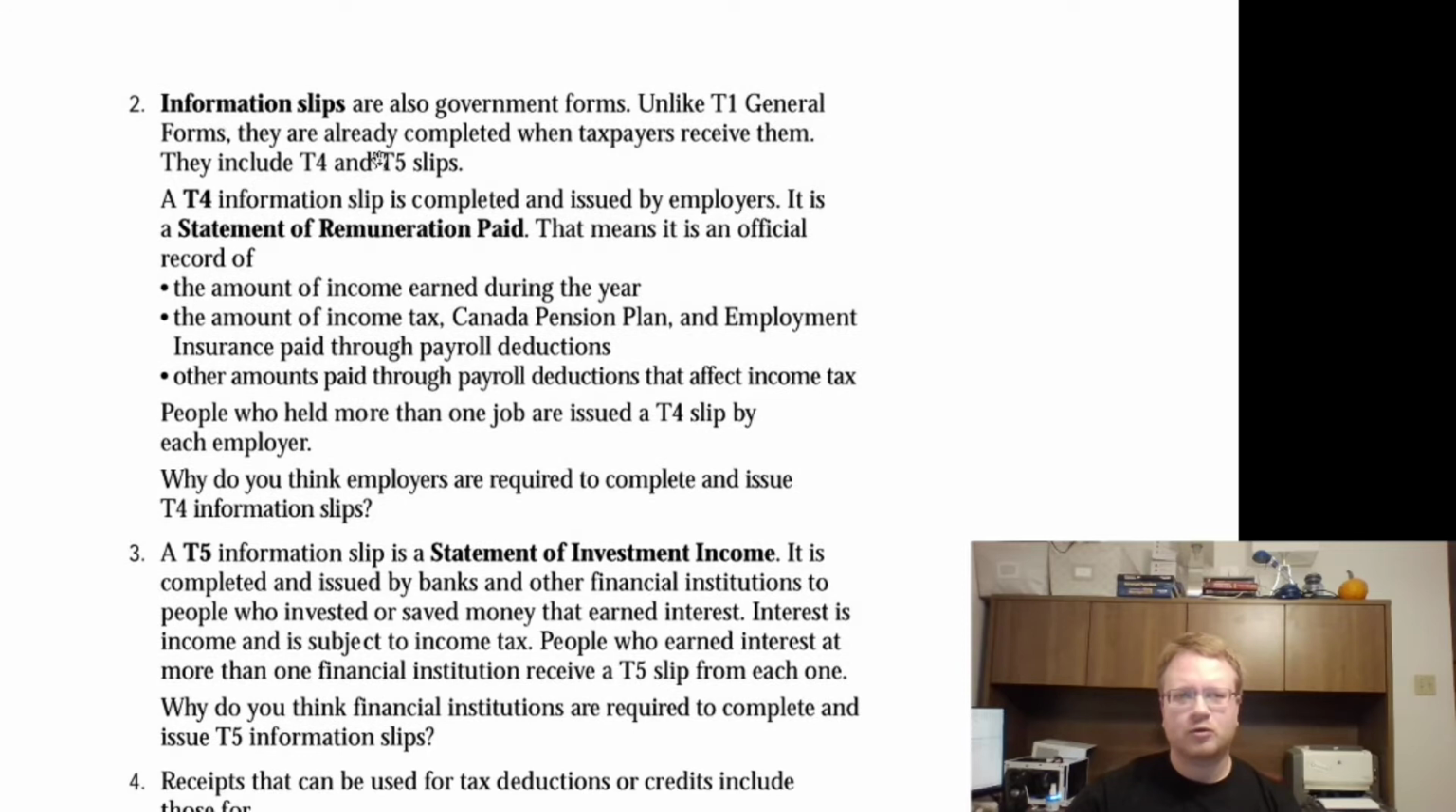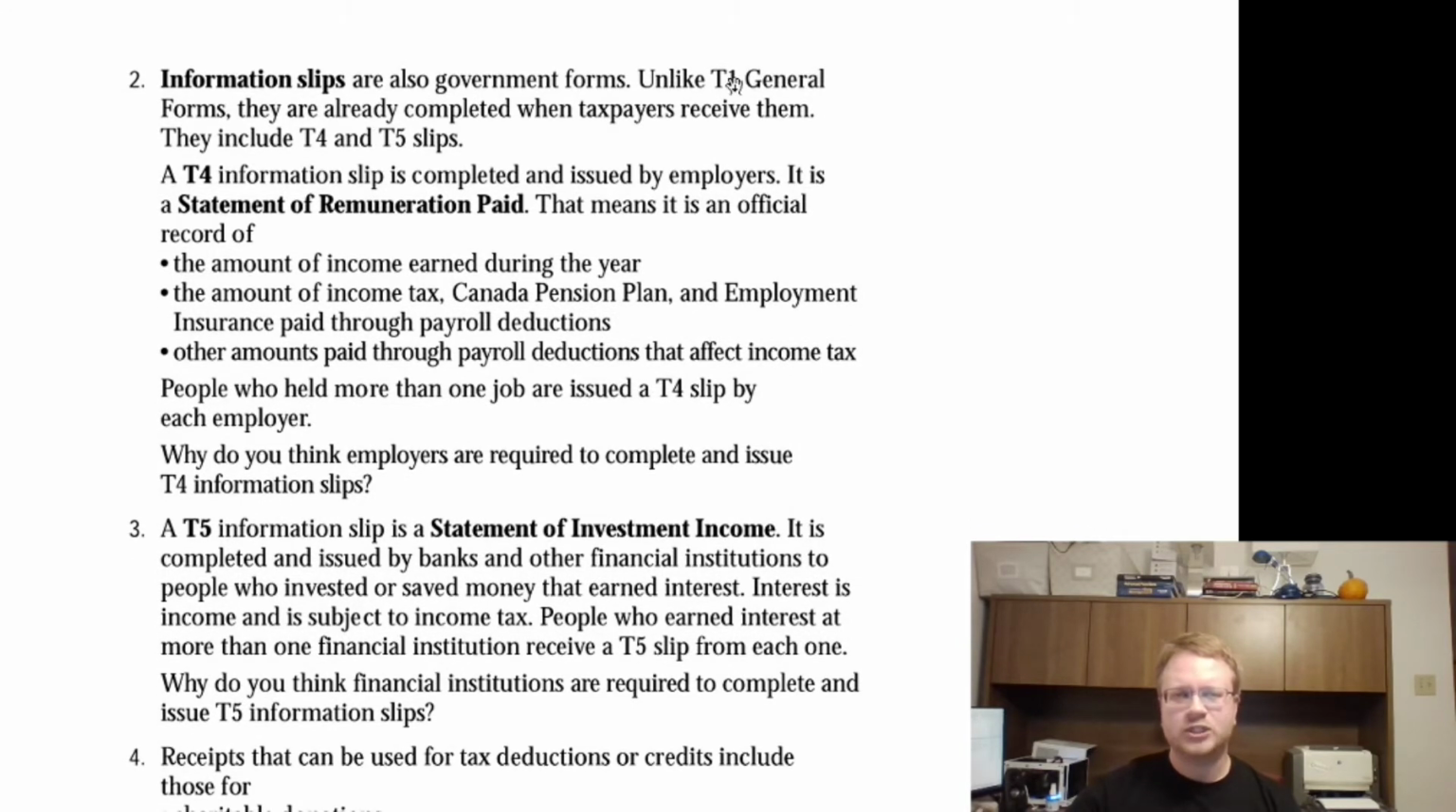Information slips are also government forms. Unlike the T1 general form, they are already completed when taxpayers receive them. This includes T4 and T5 slips. So the T1 form is a blank form that you fill out with all your tax information. T4 is something that your job will give to you. A T4 is also called a statement of remuneration paid. And remuneration is just like pay.